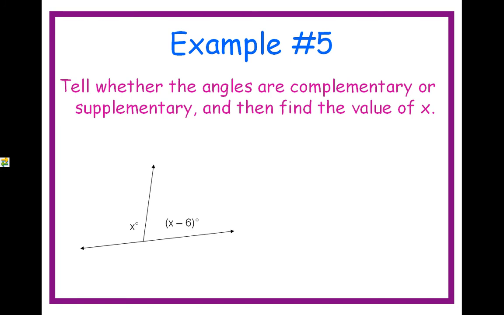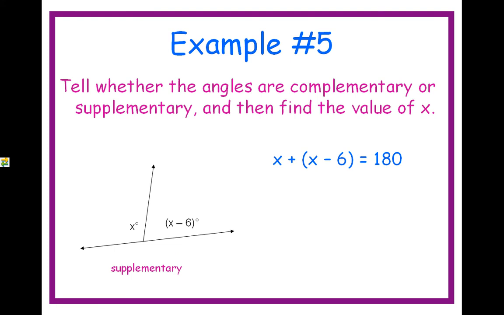Okay, example number 5. Tell whether the angles are complementary or supplementary, and then find the value of x. So we see that these angles are adjacent. They form a straight line, which means that they're supplementary because they add up to be 180 degrees. So if we take this angle of x degrees and this angle of x minus 6 degrees and add them together, they should equal 180 degrees.